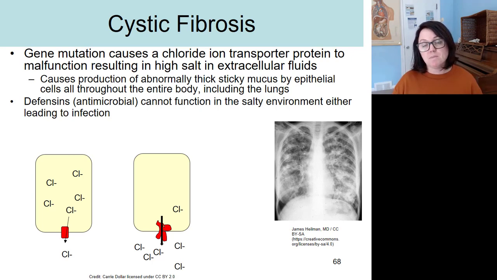Not only that, but this high salt environment can actually deactivate certain defensive proteins our body uses, like defensins, making it so that these people are more susceptible to infection. On the bottom of the screen, we can see an example of a properly functioning chloride ion transporter and then one that's malfunctioning. And you can see how the malfunctioning chloride ion transporter results in an excess amount of chloride ions and then hence salt building up on the outside of the cells.